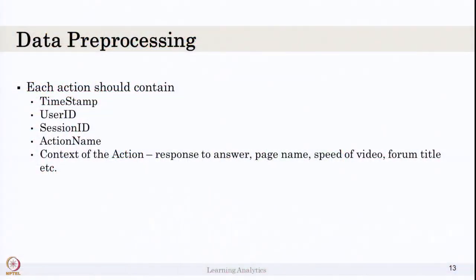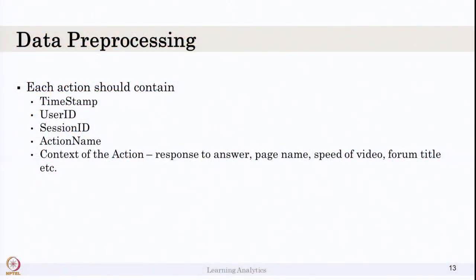So, I mentioned that there should be a specific format your data should be stored in. The format is timestamp, user ID, session ID, action name. What is action name? Action name may be reading or watching videos, taking a quiz, something like that. These are the action names. In each action, you might have a context. The context may be, in a reading page, what page number he is on, what type of video he is watching, is he seeking the video or is he playing the video at a particular time, speed limit. All this information can be captured in the context of the actions.